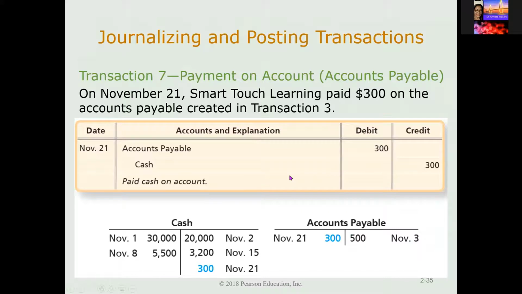In transaction 7, the company paid $300 on the account payable created in transaction 3, with your previous slides. So the two accounts involved here are accounts payable and cash. Cash is an asset, accounts payable is a liability account. So there's a debit to accounts payable and a credit to cash because the company paid on the accounts payable account.